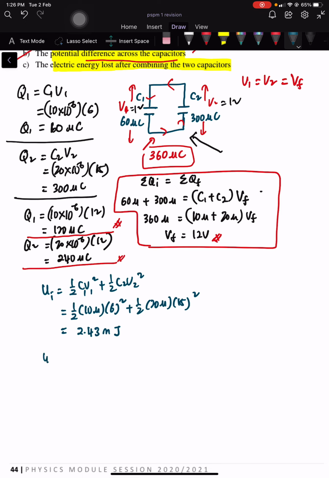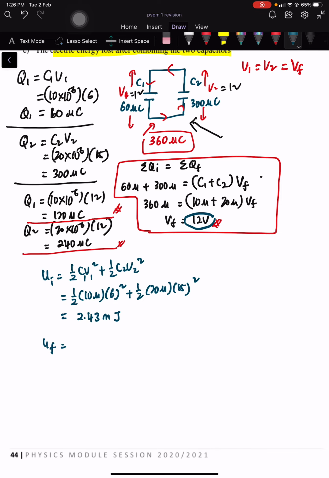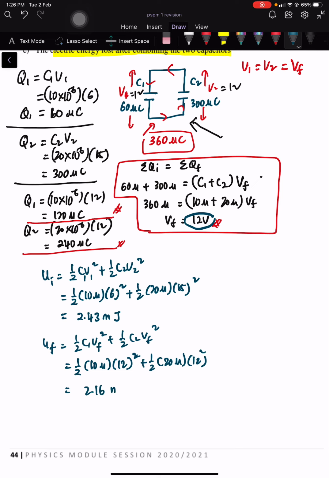Kita cari pula U after, means U final. U final maksudnya kita guna supply yang dah balance tadi, iaitu 12 volt. So, setengah C1 V final kuasa 2 plus setengah C2 V final kuasa 2. So, half C, 10 mikro, V final 12 power of 2, plus half C, 20 mikro, 12 power of 2. So we get 2.16 milijoule.